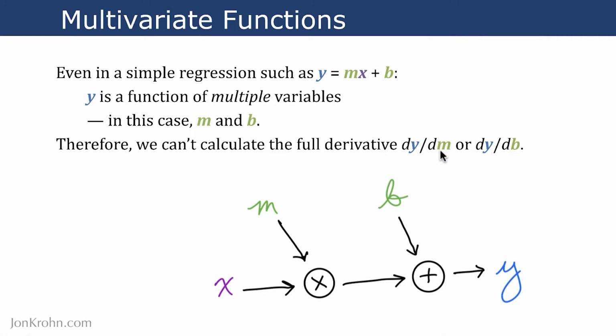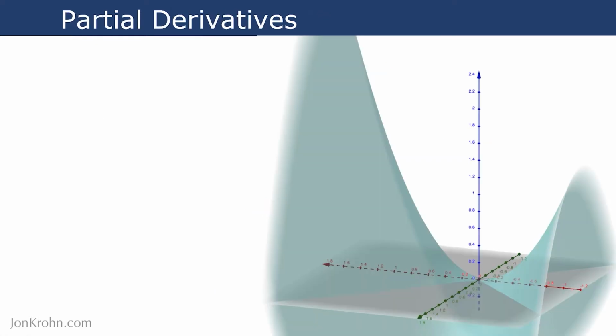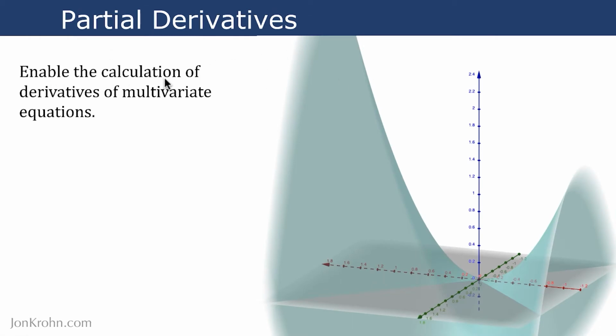There isn't just m to worry about. There isn't just b to worry about. We have both m and b, and so we need partial derivatives where y is a partial derivative of m or where y is a partial derivative of b. So partial derivatives then enable us to calculate derivatives of multivariate functions. So we can now handle more than just univariate functions where there's only one input variable influencing the outcome.